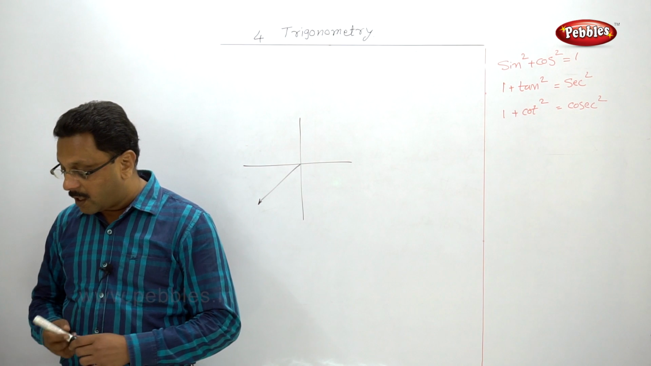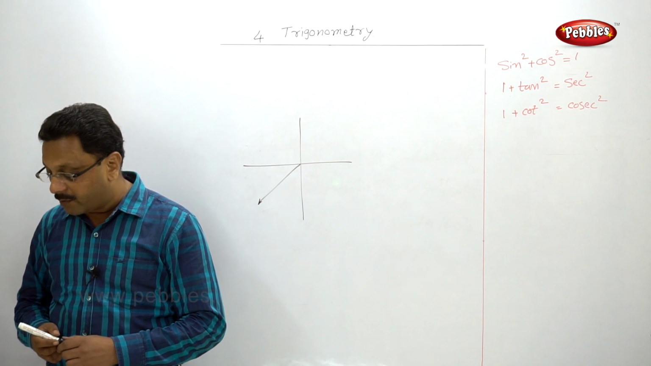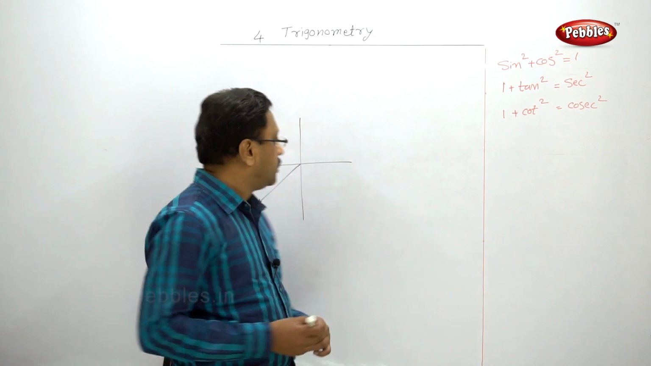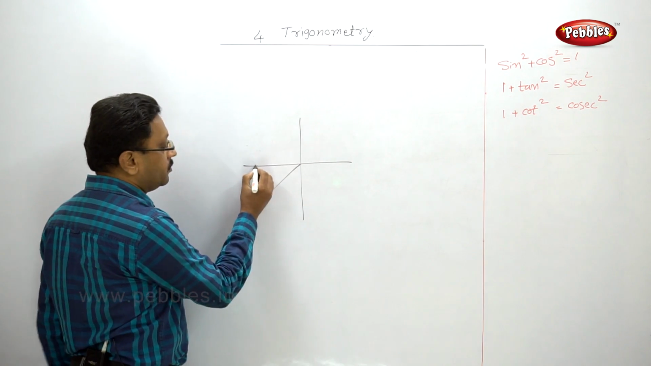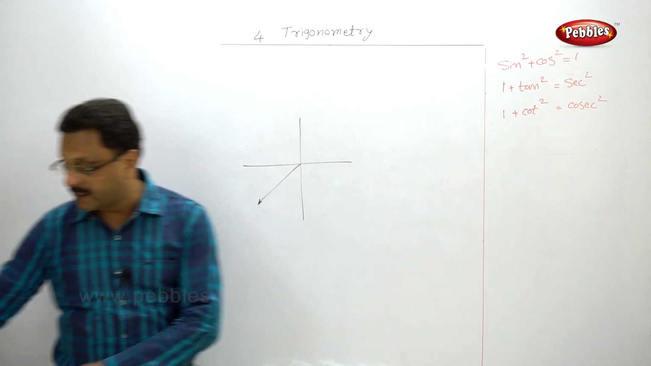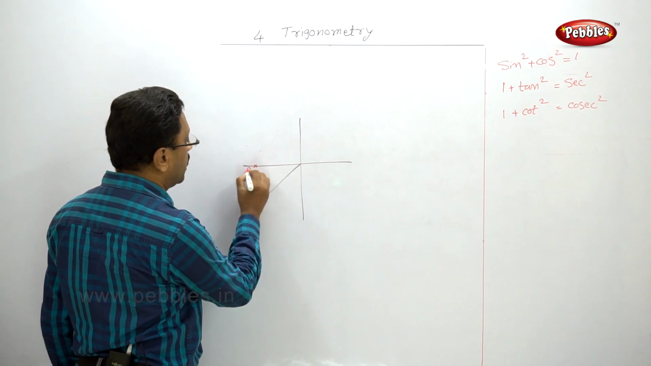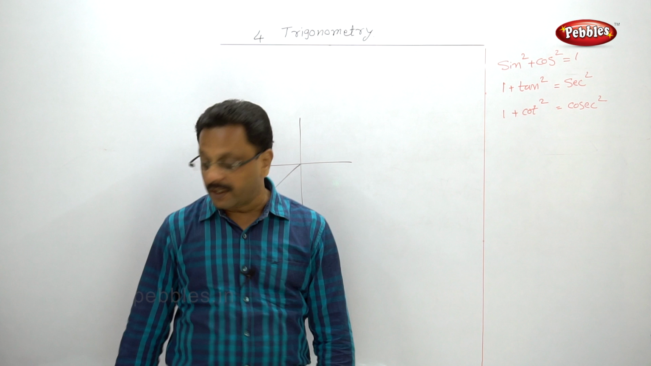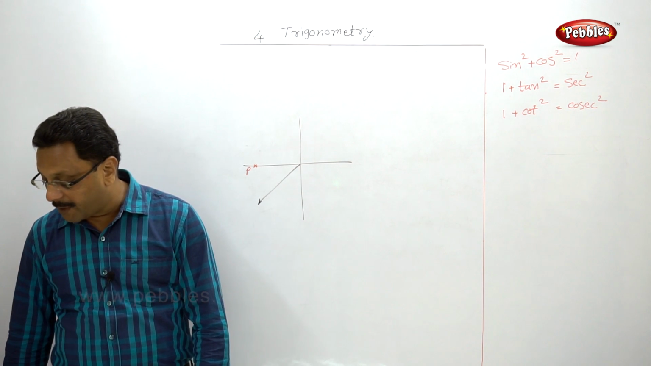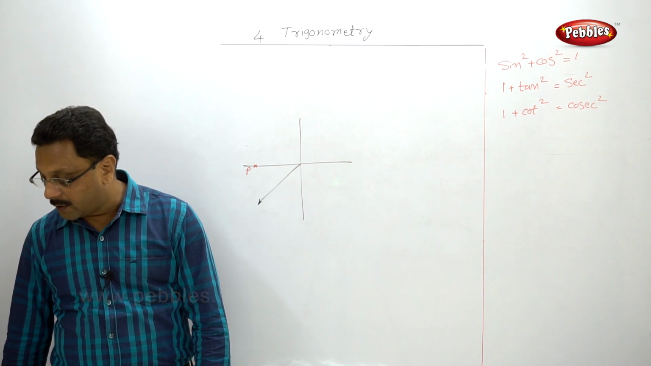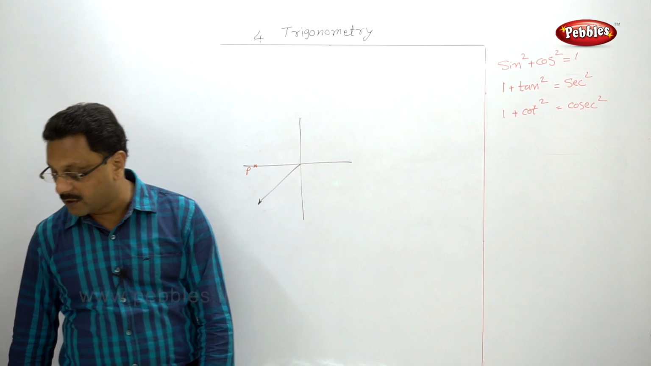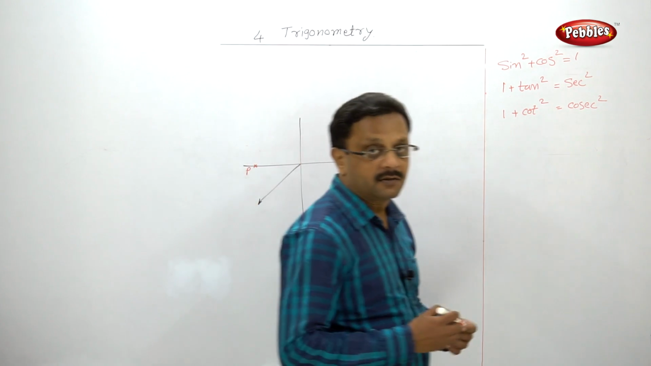The terminal arm is on negative x-axis. So your terminal arm is here, on negative x-axis. What are the measures of possible angle and what can you say about this or these angles?